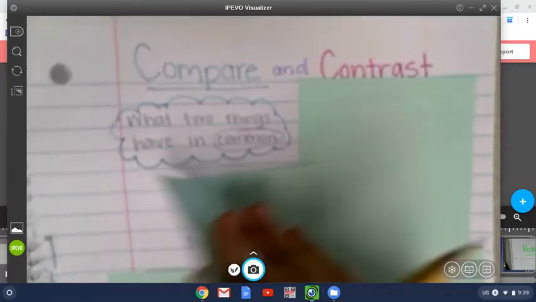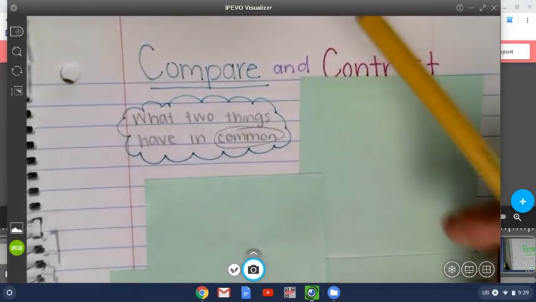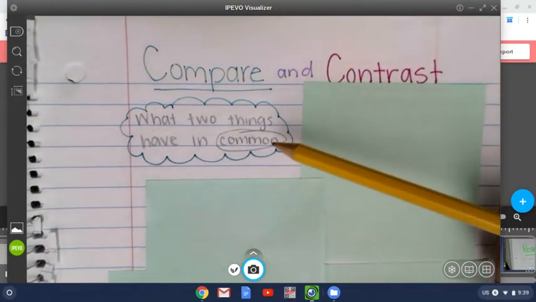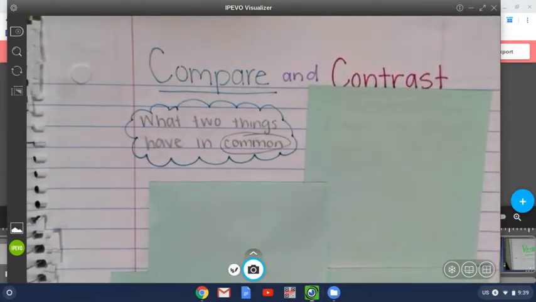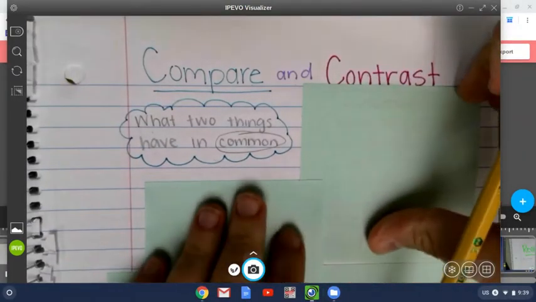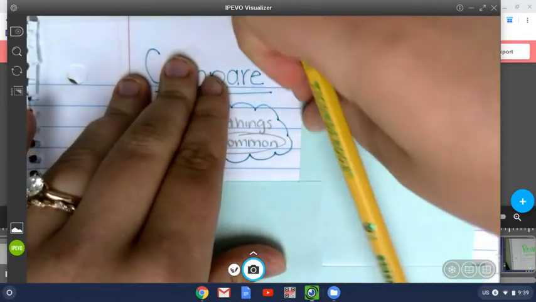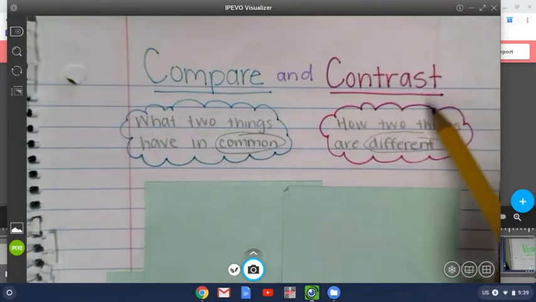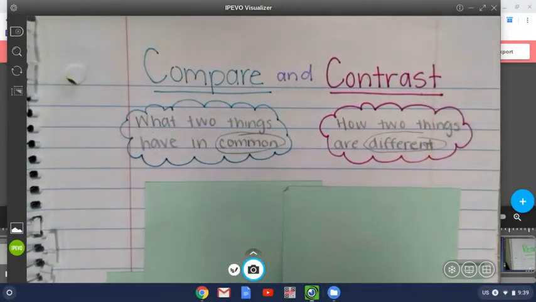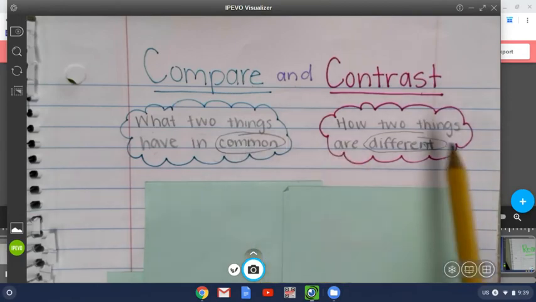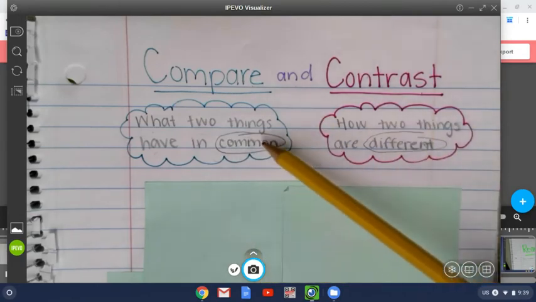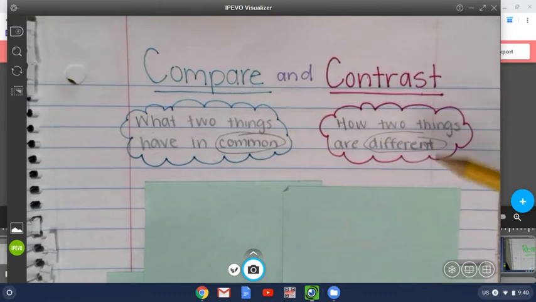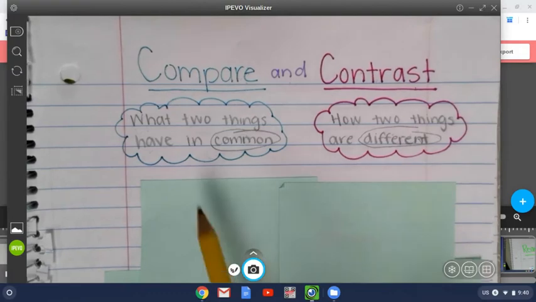Let's talk about some definitions. When we talk about compare, we are talking about what 2 different things have in common. And when we're talking about contrasting, we're talking about how 2 different things are different. So I circled the word common and the word different because common has to do with compare and different has to do with contrasting. So go ahead and write these definitions.